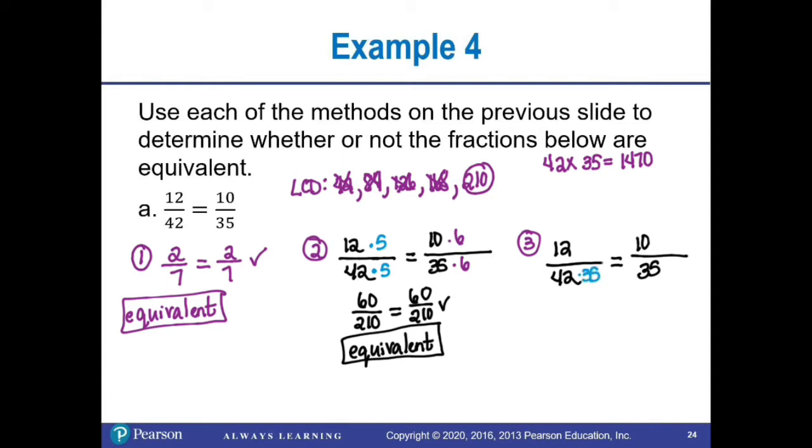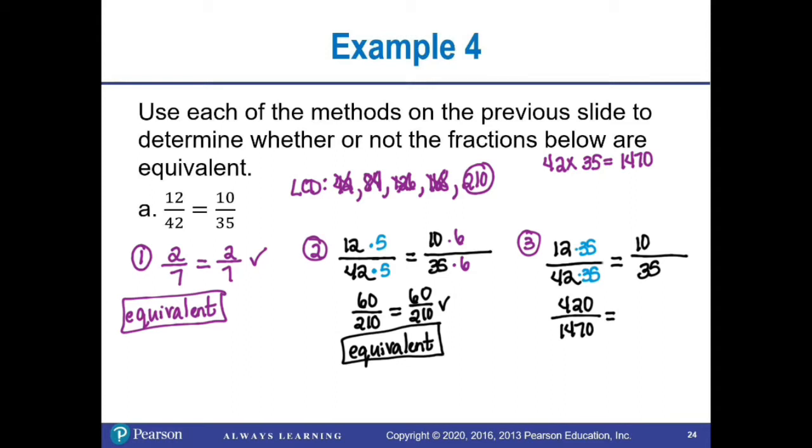Times 35 will give me 1470 in the denominator. If I multiply the denominator by 35, then I also have to multiply the numerator by 35. Again, I use my scratch paper, and 12 times 35 is 420. 42 times 35 is 1470.